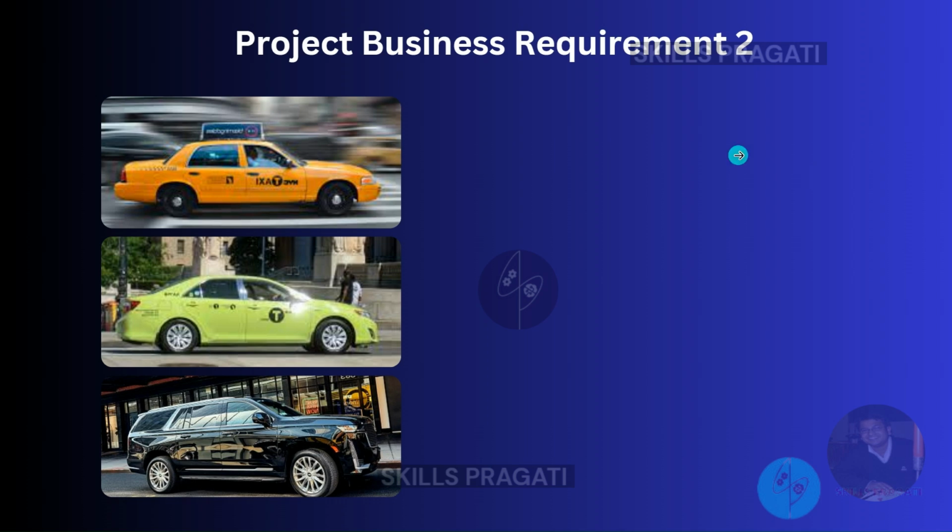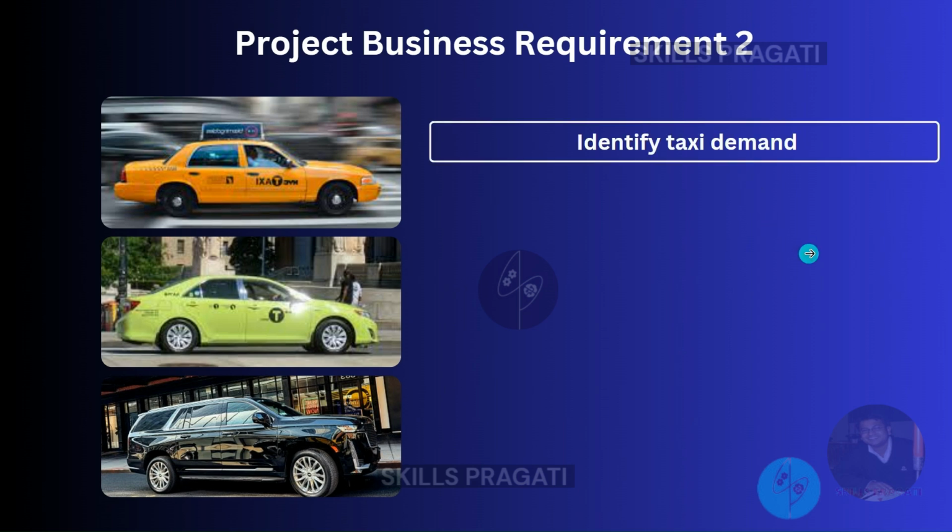Welcome back. Let's now take a look at a second business requirement. Let's assume that the NYC Taxi and Limousine Commission wants to identify the demand for taxi in different boroughs and days so that they can cater for the demand by supplying more licenses as required. Let's go through the specific requirements here.